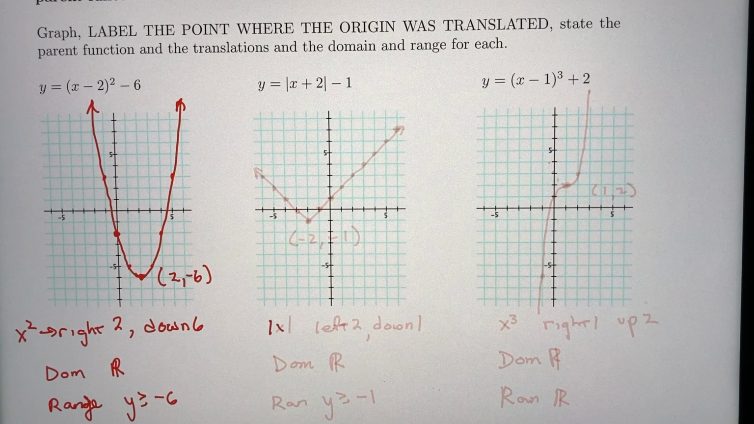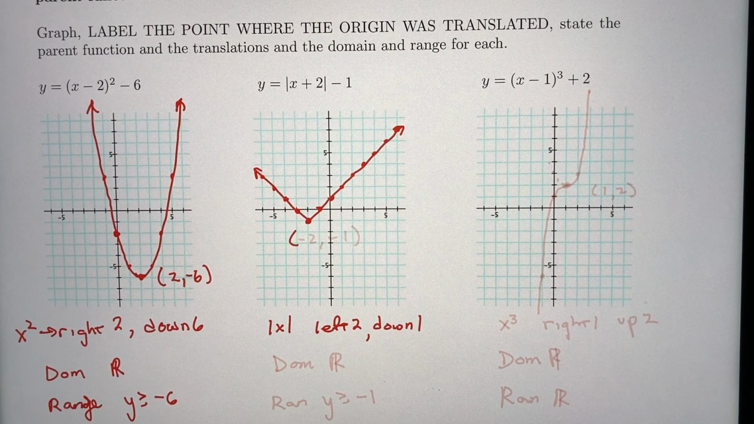Absolute value of x moved left 2 and down 1. So we're going to say left 2, down 1, and then draw the absolute value function. Check it with your calculator. Make sure you draw straight lines, not curvy ones. This is not a parabola. Yes, I will take off points if your graph is ugly.